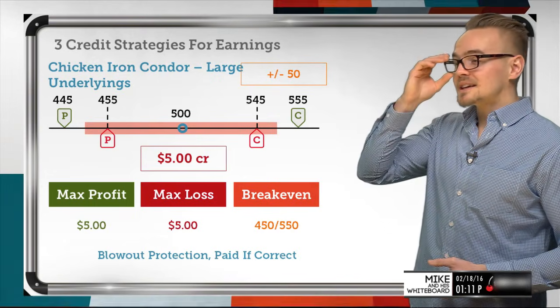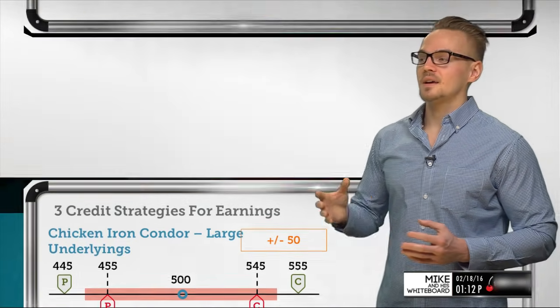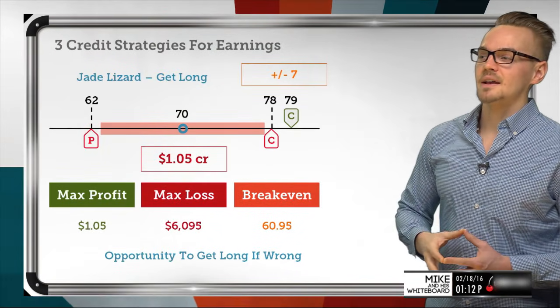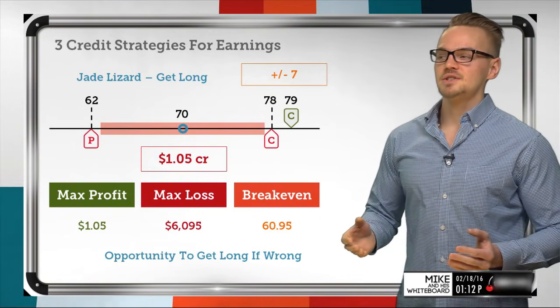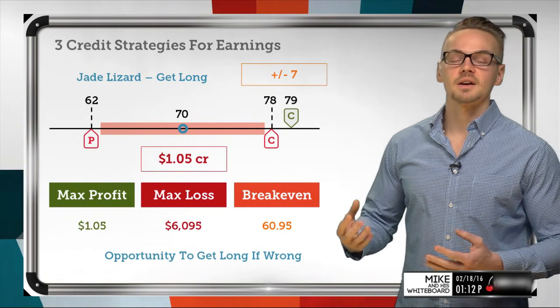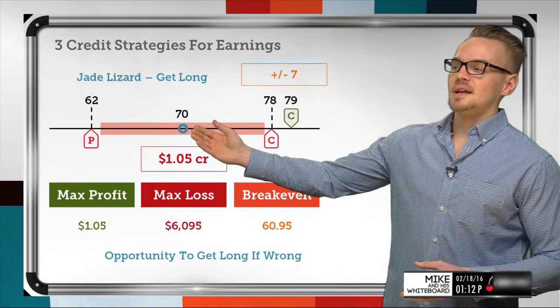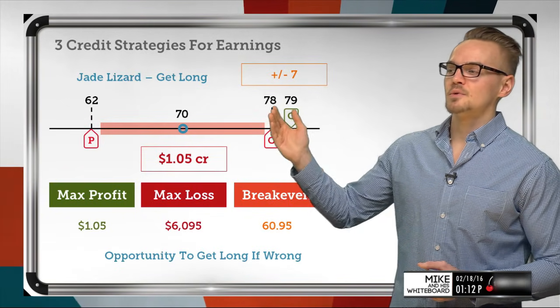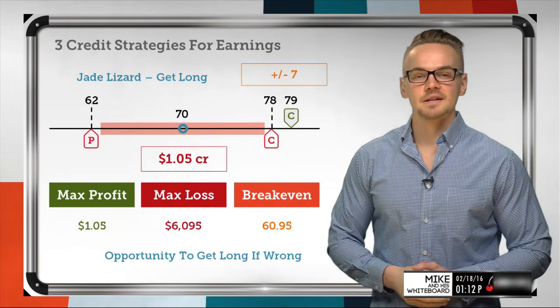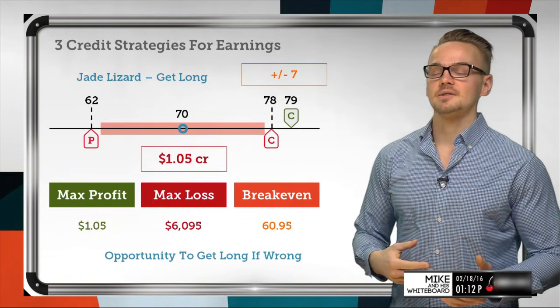So let's look at the last example, which is the Jade Lizard here. So we've got a Jade Lizard, which again is just selling a put and selling a call spread against that. So let's say we've got an underlying trading at 70 and an expected move of about 10% of that underlying. So 7 points to the upside or downside.